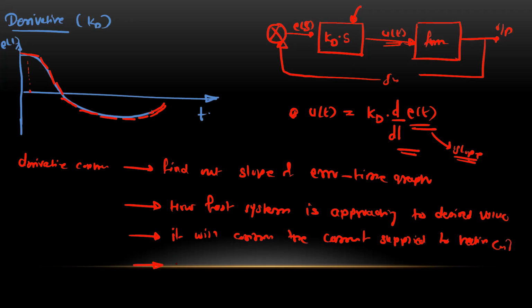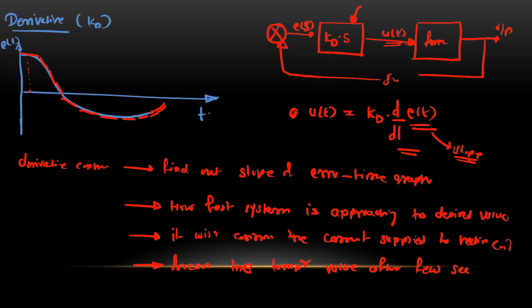So basically it forecasts the temperature value after a few seconds, depending on that slope, and then it automatically controls the current which is given to the furnace. Okay, so this is the derivative action.